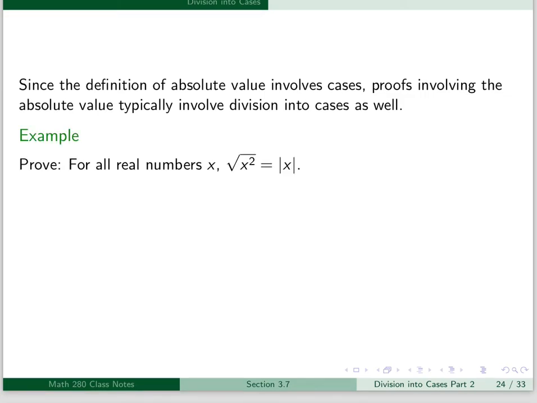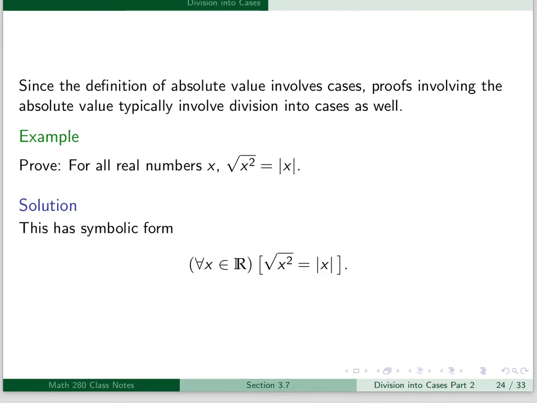For example, we want to prove for all real numbers x, the square root of x squared is equal to the absolute value of x. This has symbolic form: for all x in R, the square root of x squared is equal to the absolute value of x.